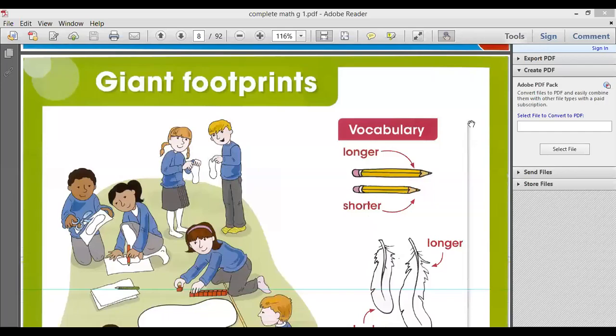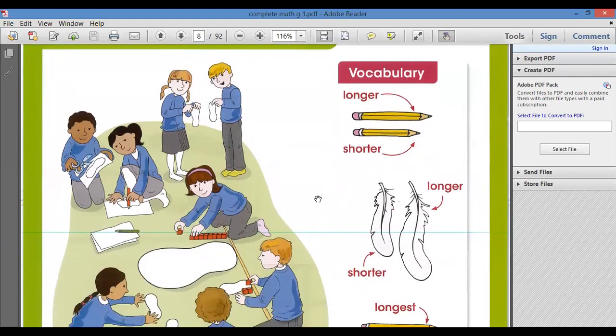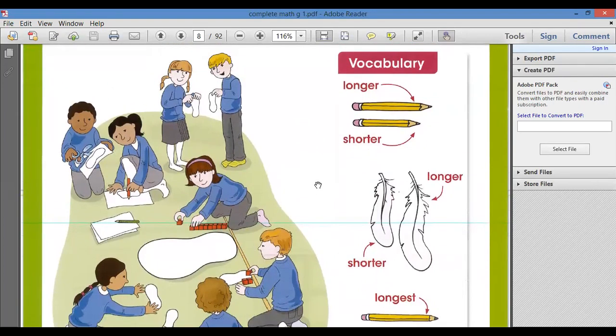Today in maths, we are going to study giant footprints. What it means is that we are going to measure, or we are going to guess, which is longer and which is shorter. This is comparison between two things, longer or shorter. We are making comparison between two things.